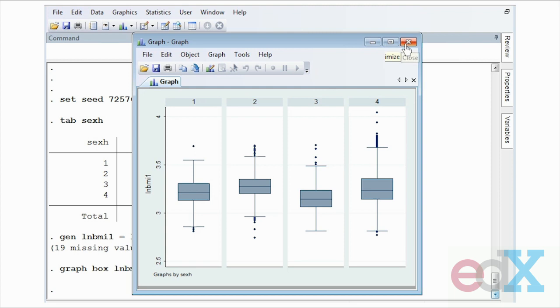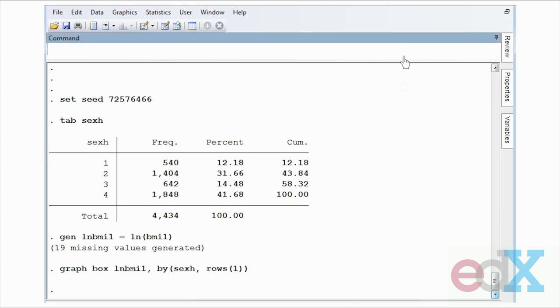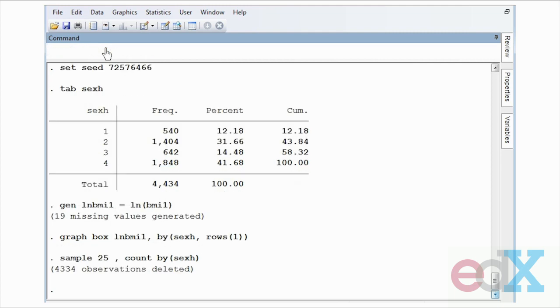Let's see what happens if we take a sample from this population and see what story the analysis of variance will tell us. So let's take a sample. Oh, what should we do? Say 25. But let's have 25 in each one. So by 6H. So this should give us a sample of 25 in each of the 4 categories. So let's do it. There we have it.